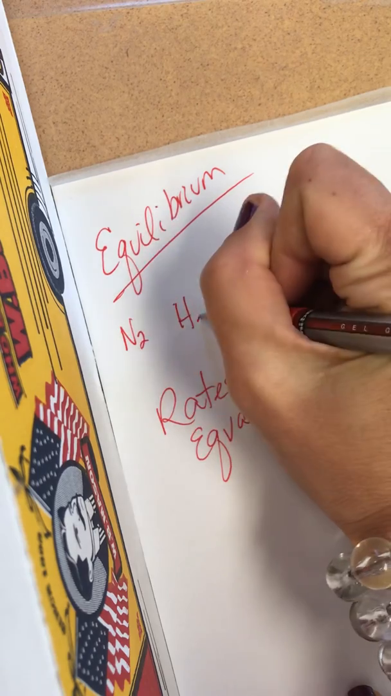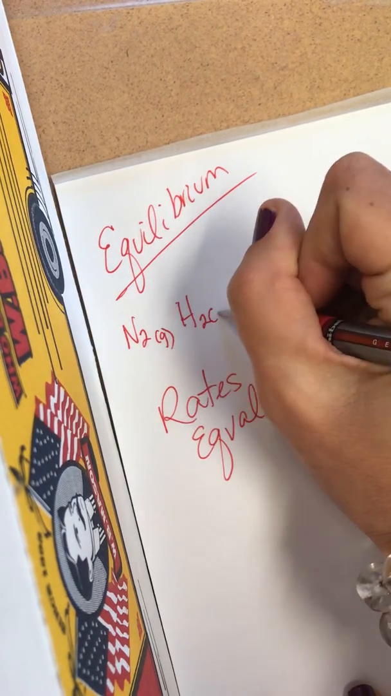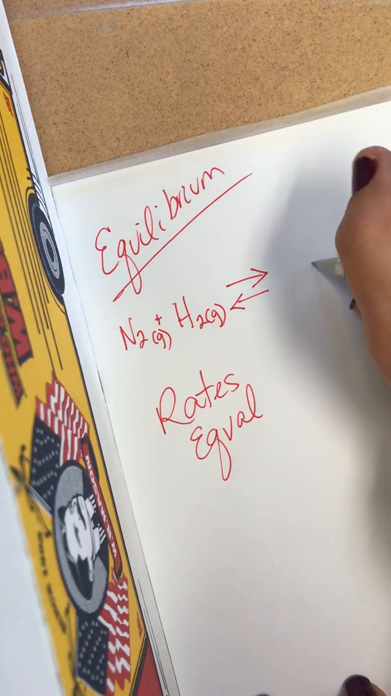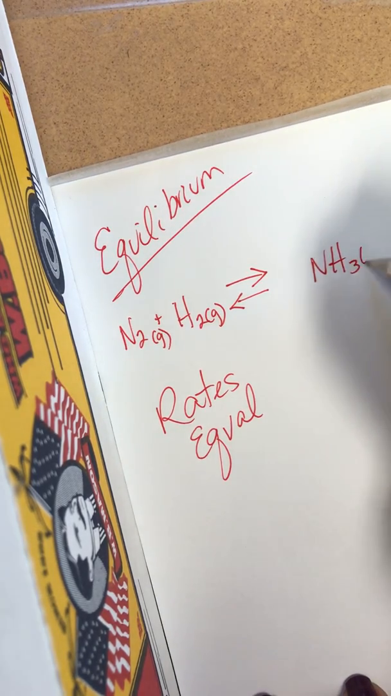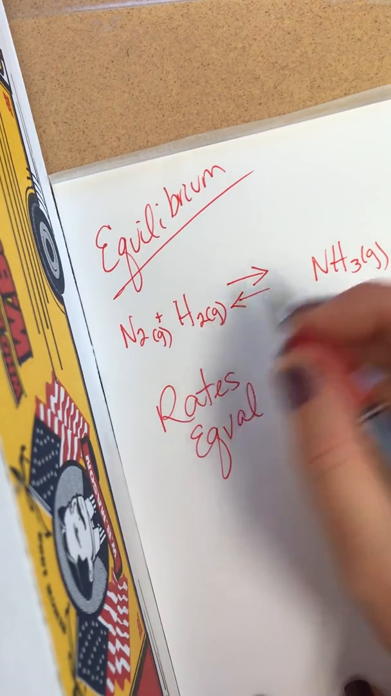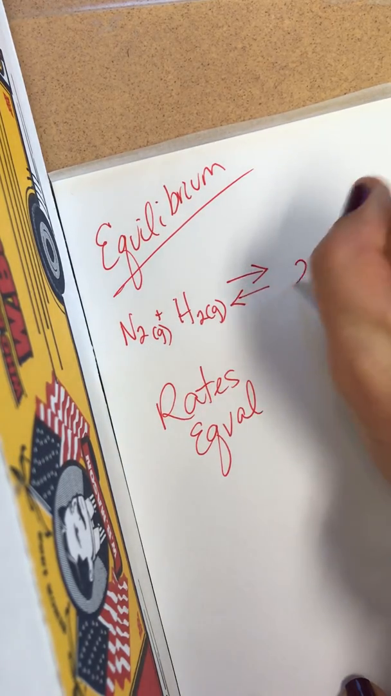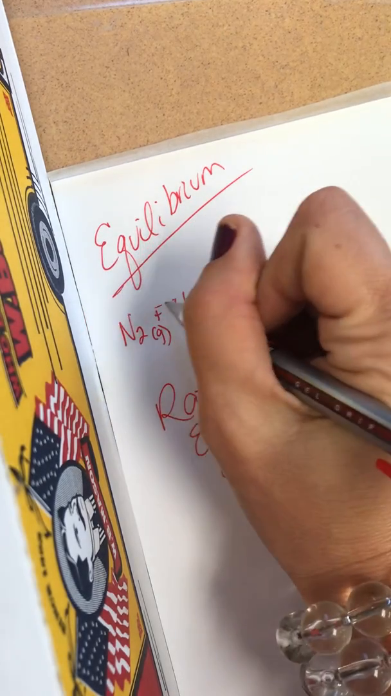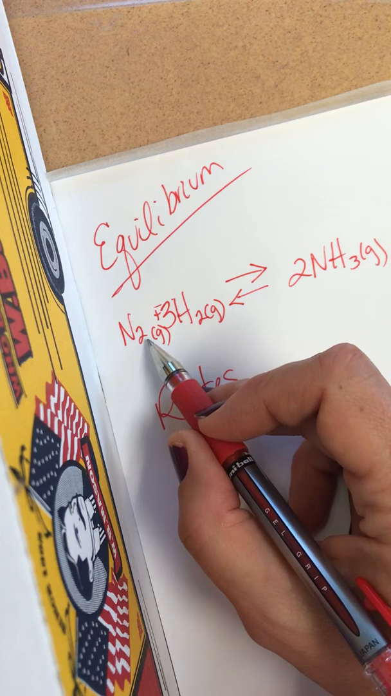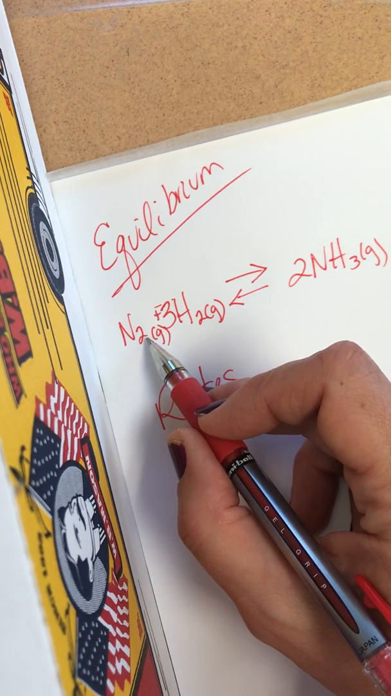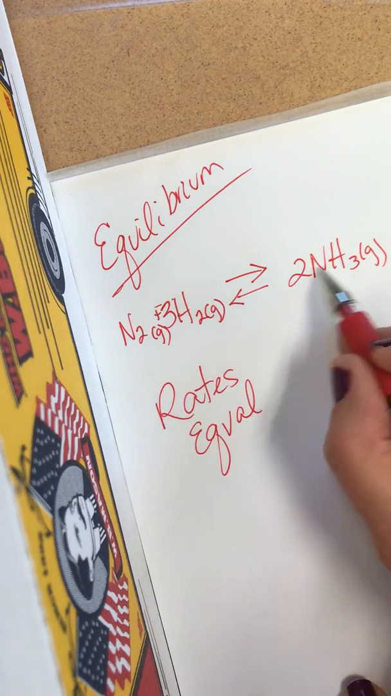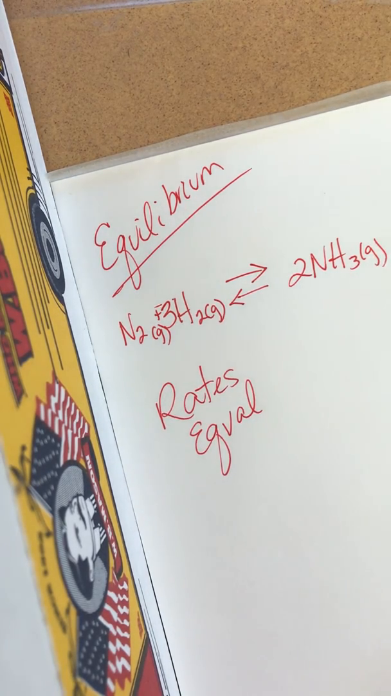N2 and H2, these are both gases. You could combine nitrogen gas and hydrogen gas and make ammonia, NH3, which is also a gas. To balance this reaction, I could have 2 of these, which would make me have 3 of these. So 1 mole of nitrogen plus 3 moles of hydrogen make 2 moles of ammonia. So now I have a balanced reaction.